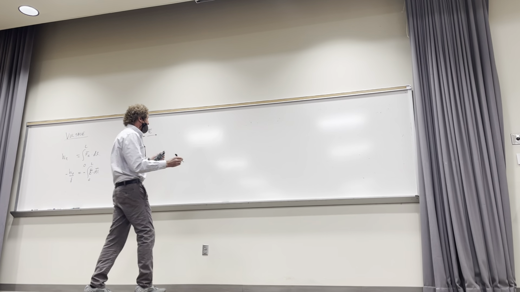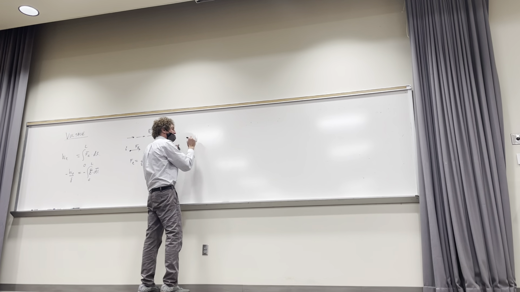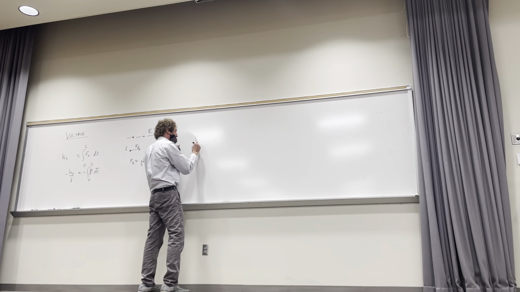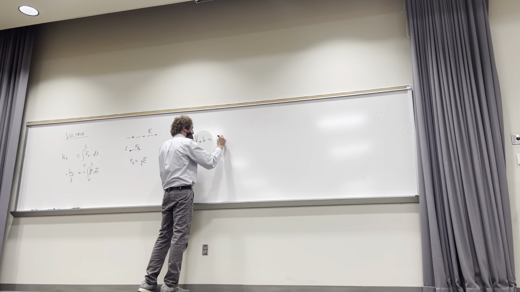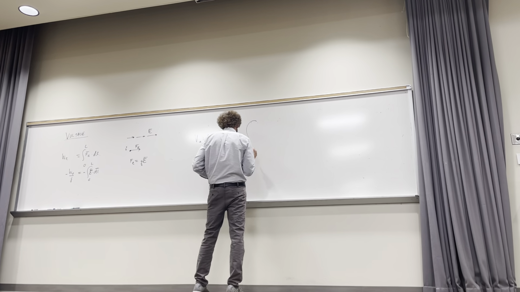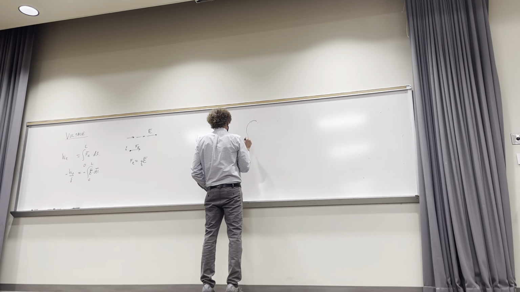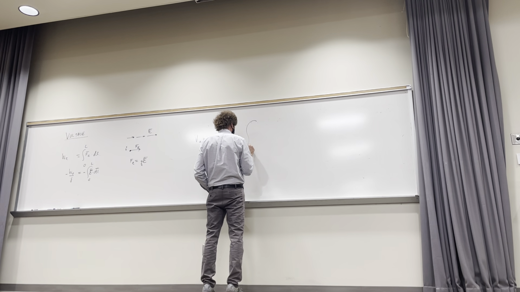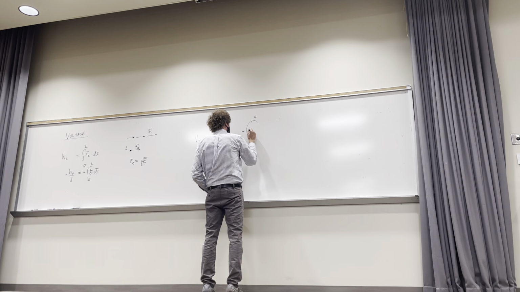I'll explain more. The actual definition of VAB is VA minus VB, and it's equal to the integral from B to A, with a minus sign, of E dot dl.